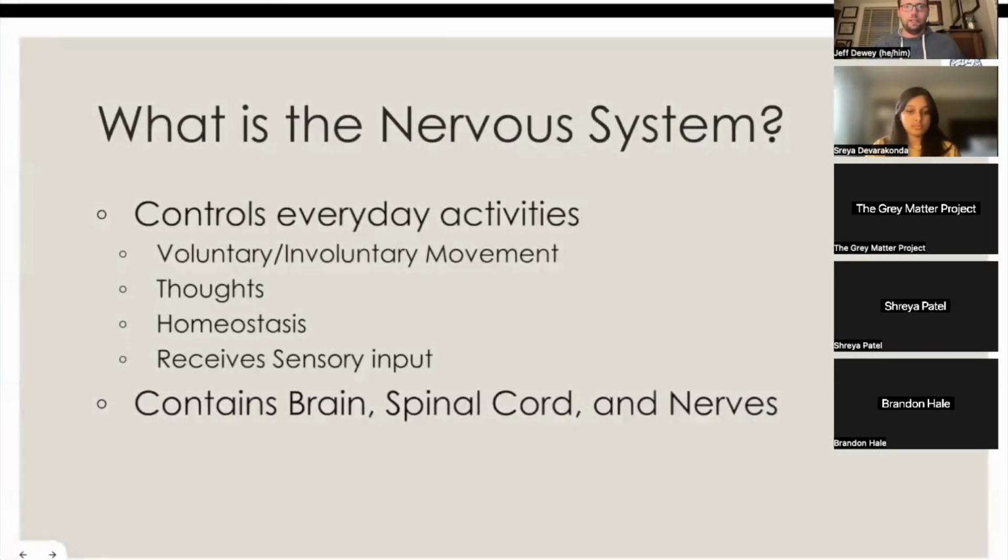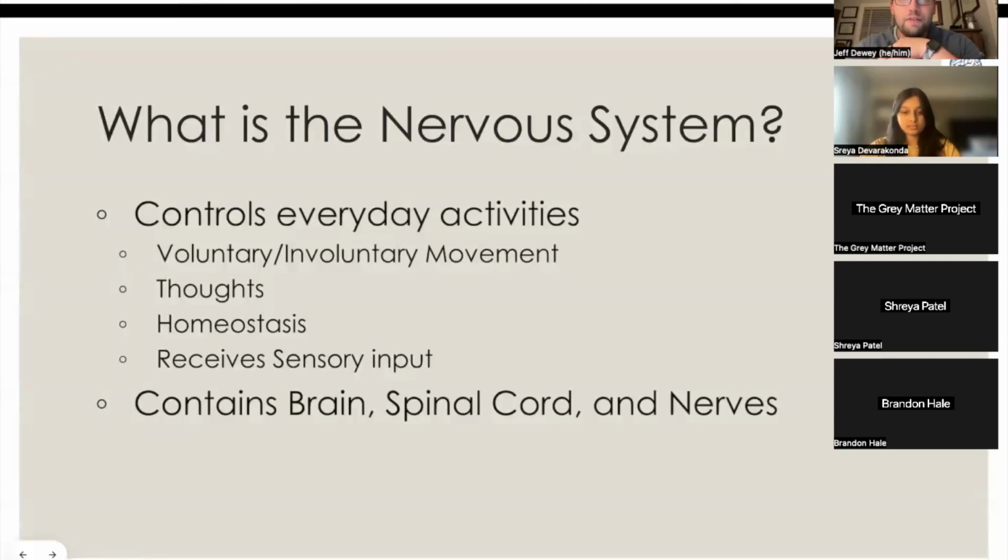So what is the nervous system? I think it's what brought us all here. It's certainly why Dr. Schaefer and I do what we do. It's one of the many systems of the body, but it's the system that really controls who we are and what we do. It controls everyday activities, voluntary and involuntary movement. It obviously controls your thoughts, or at least it's the source of your thoughts. Some would argue the thoughts control the nervous system. I don't think we've straightened that out quite yet. It controls homeostasis, meaning keeping your body temperature regular, keeping your thirst appropriate, keeping your hunger appropriate, things like that.